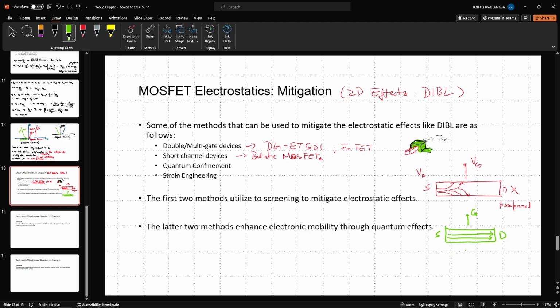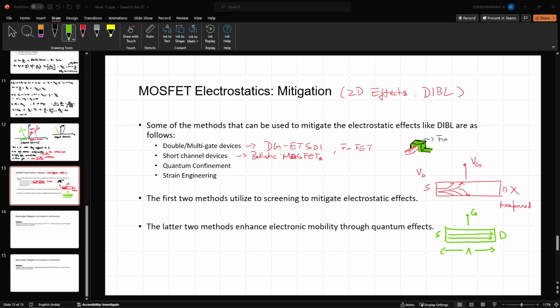When I have a shorter channel, I have what is called geometric screening. In the other case, it is literal electrostatic screening: I just surround it by electrodes and apply voltage. So I am electrostatically screening this channel from the adverse effects. That is the first two methods.